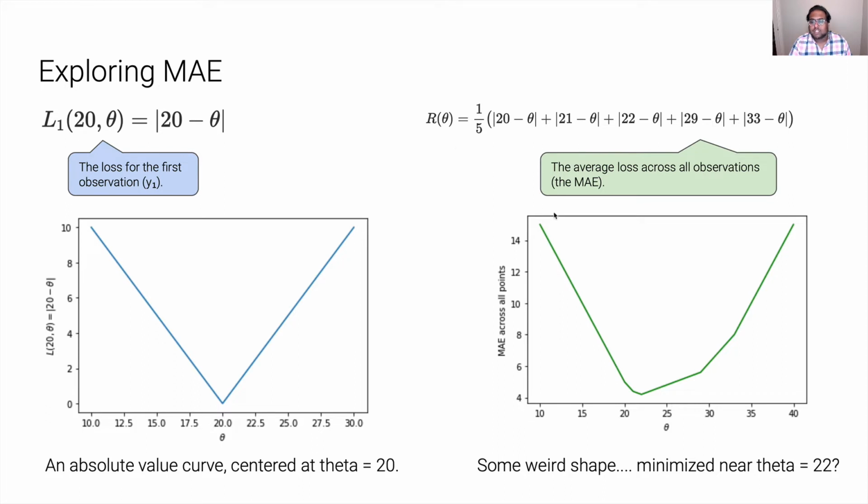The average loss looks like this weird shape over here. So you can see that the average loss in this case is nowhere near as smooth as it was when we were using squared loss as our loss function. When we were using squared loss, the average loss looked like a nice parabola, but here it's actually a sequence of piecewise linear functions. And it seems like the value of theta that minimizes average loss is somewhere around 22.